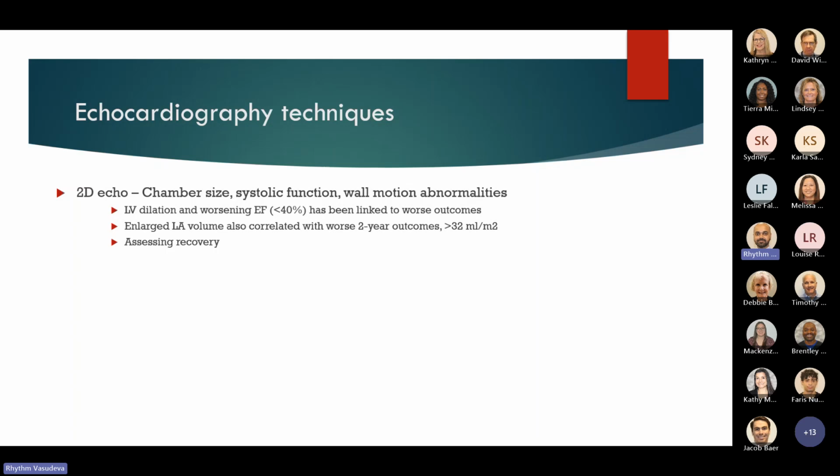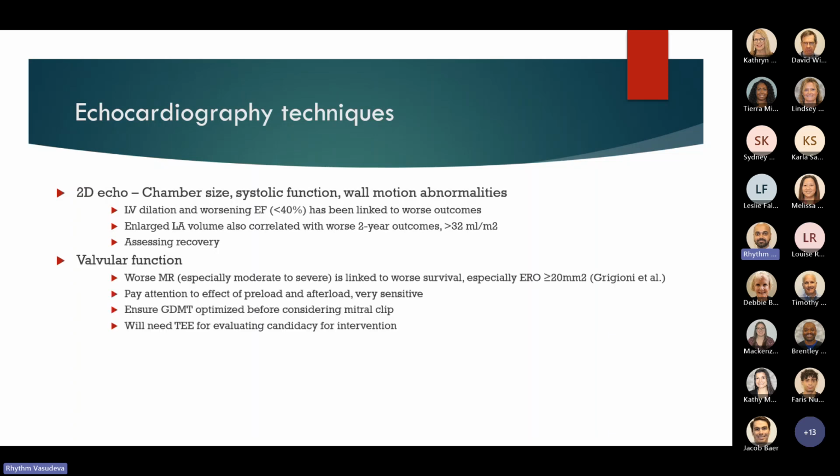The next thing you want to pay close attention to is enlarged LA volume. This is also related to worsening 2-year outcomes, especially when the LA size is more than 32 mL per meter squared. And the last thing the echo is going to help us with is assessing recovery over time. This is especially relevant in stable ischemic heart disease. If someone had an AMI and post-intervention, you're assessing their function in a few months.